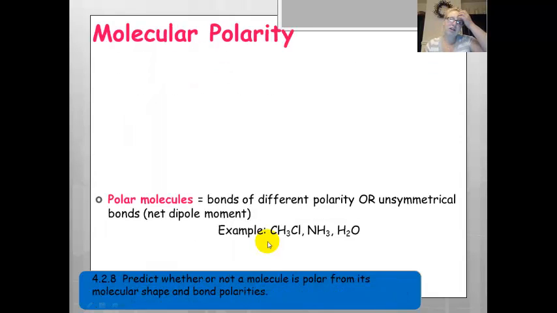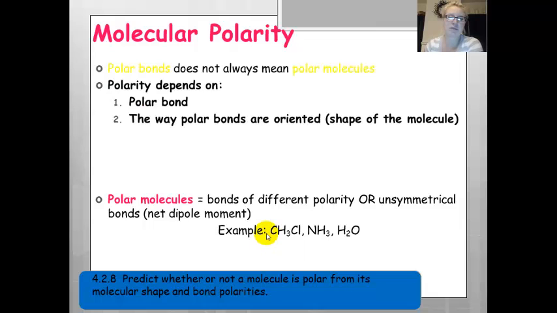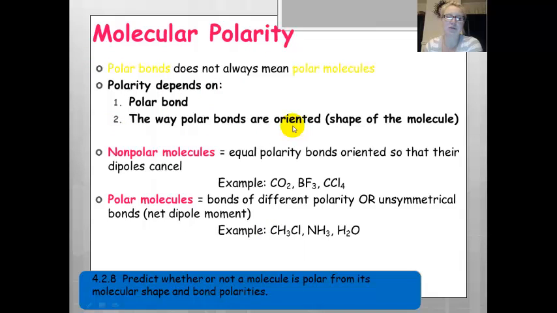So remember that molecular polarity is not the same as bond polarity. Polar bonds do not always mean polar molecules. Polarity depends on not only the polar bonds, but the way the polar bonds are oriented, or the shape of the molecule. If the polar bonds cancel out, meaning that their dipoles point away from each other, the molecule is nonpolar. If the polar bonds do not cancel out, leading to one end of the molecule being negative and the other positive, you have a polar molecule.